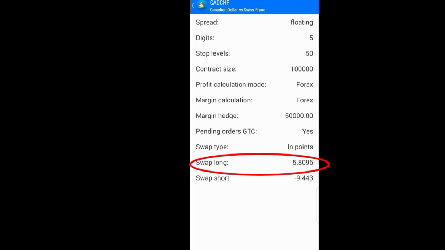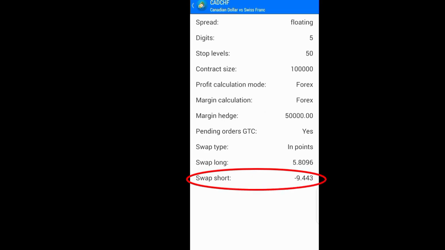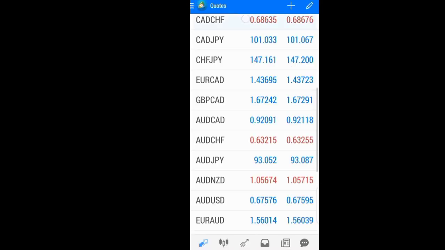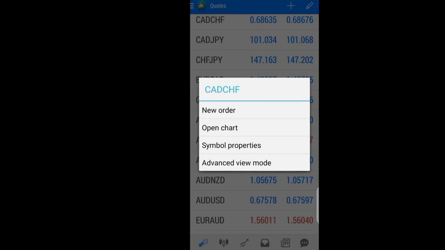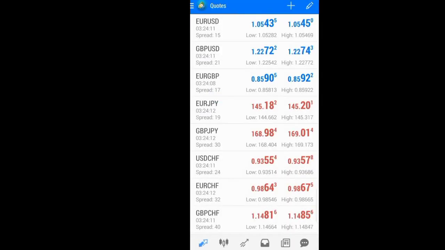If you're buying Canadian dollars and you leave your trade overnight, you'll have a positive swap of this value. And if you're selling and you leave your trade overnight, you have this negative swap. So it varies, as the details tell you. Then there is the advanced mode. If you click on advanced mode, here it is.